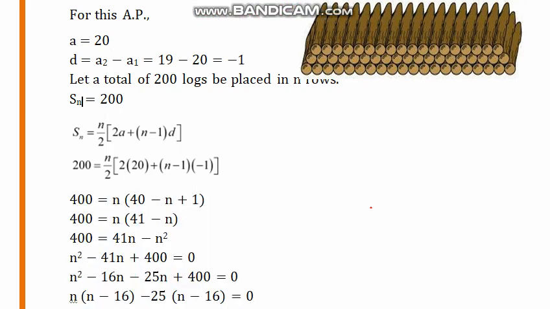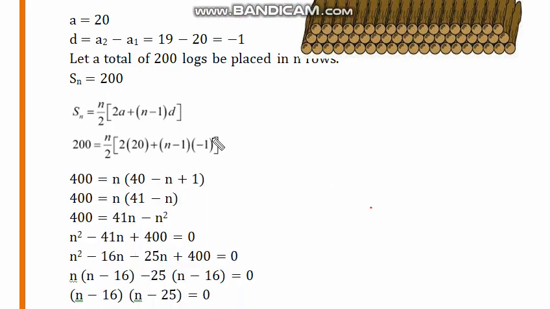Which is the suitable formula for this? Sn equals n by 2 of 2a plus n minus 1 into d. So Sn is 200, then n by 2 of 2 times 20 plus n minus 1 times minus 1. So 2 into 200 is 400, equal to n of 40 minus n plus 1, so 41 minus n. Then multiplying by n, 41n minus n square. Next, transposing to the left hand side, we get n square minus 41n plus 400 equal to 0.